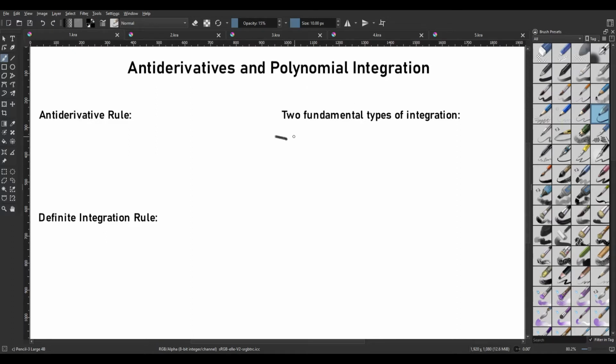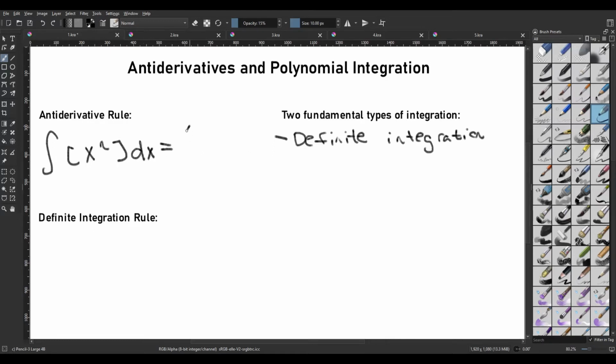The first type is definite integration. Definite integration is the type that explores the use of antiderivatives to find the area under a curve that is or is not linear. And on the topic of antiderivatives, the rule is if we want to integrate something, find the antiderivative of x to the n, it's going to be x to the n plus 1 all over n plus 1.